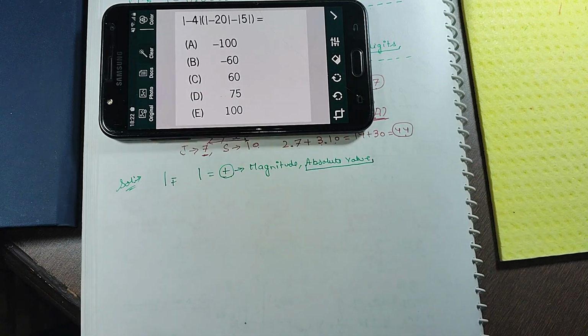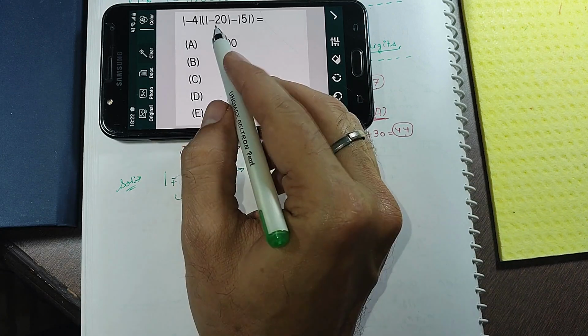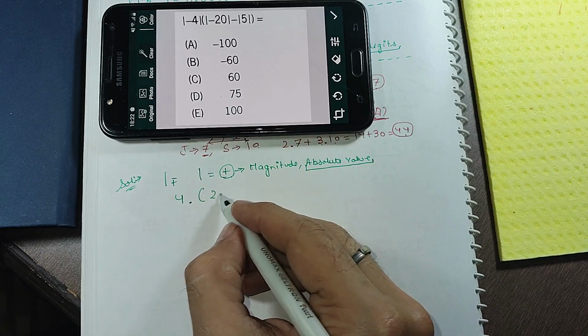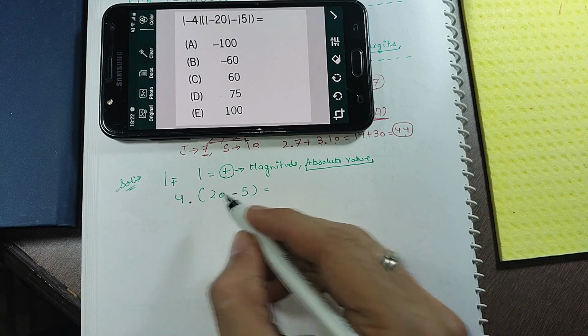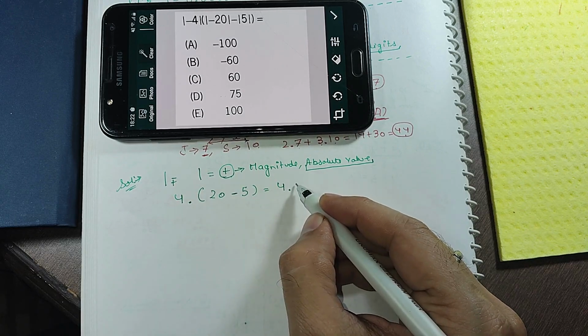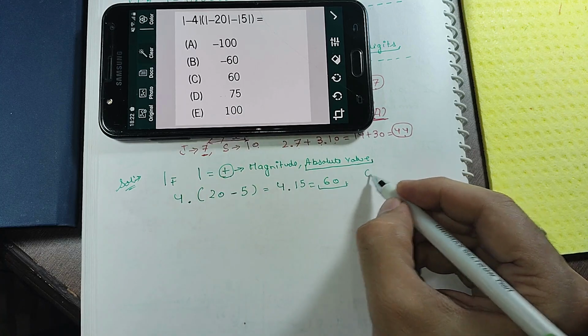Now minus 4 mod will be equal to plus 4. Right? In the bracket it has been written minus 20 mod, so that will be equal to 20, minus 5 mod will remain as it is, so this will be 5. So this is 4 times 15, since 20 minus 5 is 15, so this will be having value 60. So the right option will be option C.